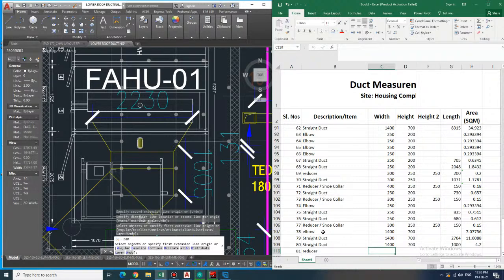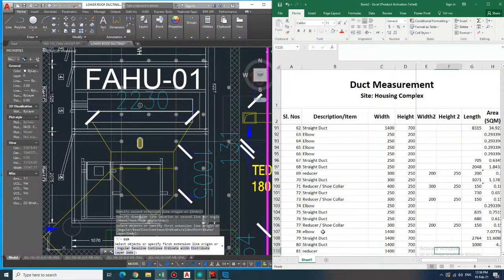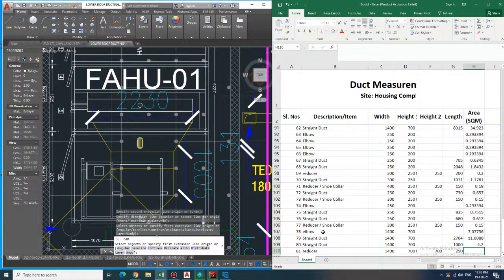Reducer was the size 1400 by 700, maybe 1400 to 320, and 700 I keep saying like that. Maybe that's also increased, but 700 I will keep without change, and length will be 130. It should be more than that, I consider 250.